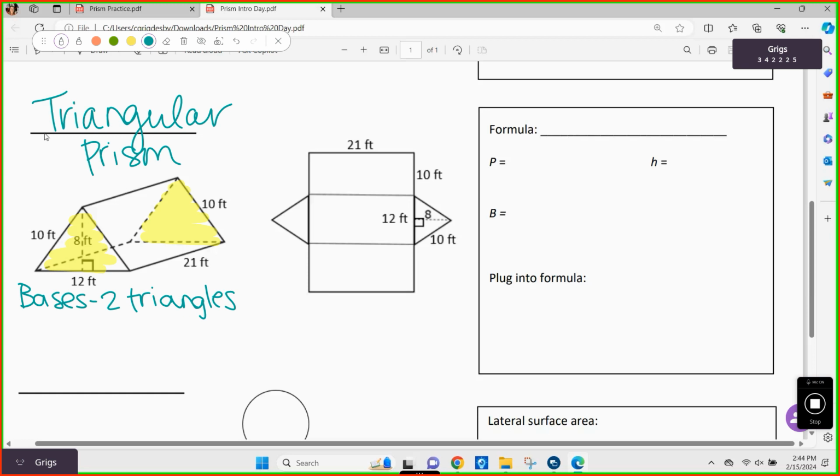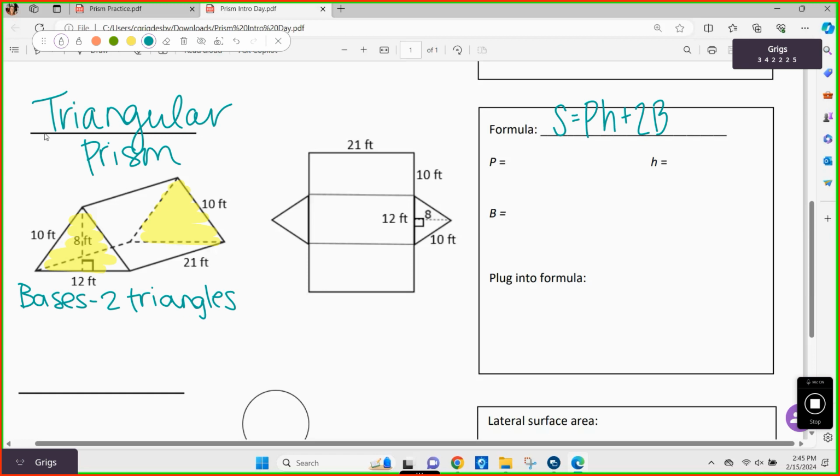Alright, now on your star chart, or you could also look at your purple sheet, I want to know the total surface area formula for a triangular prism. S equals Ph plus 2B. Triangular prism and rectangular prism have the same surface area formulas.